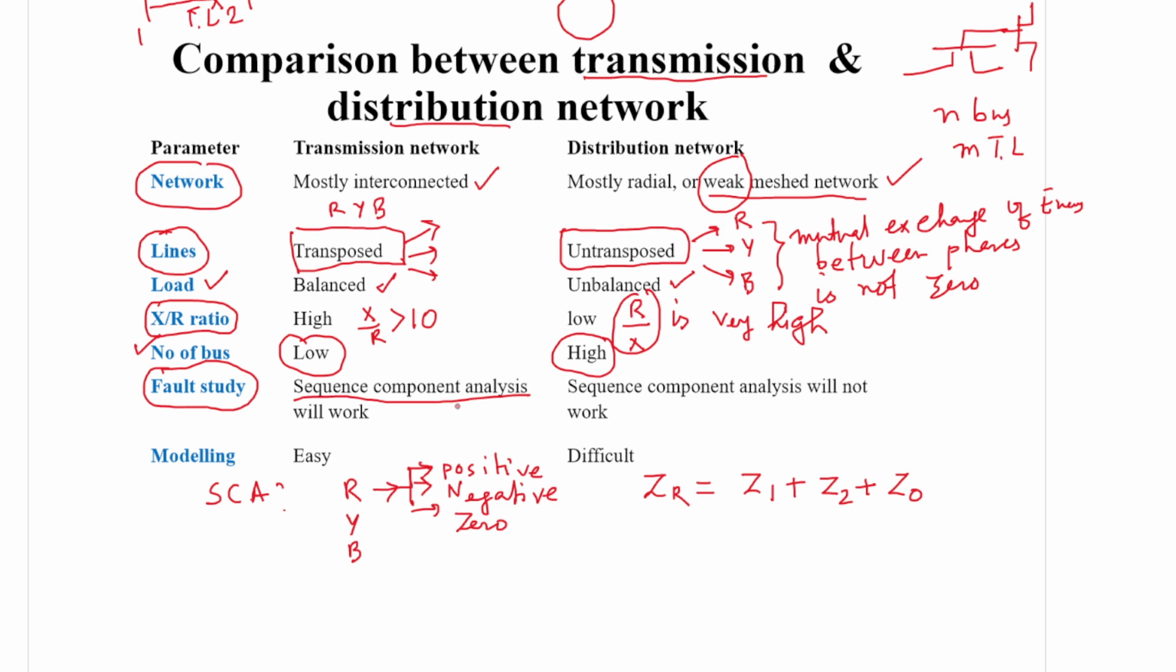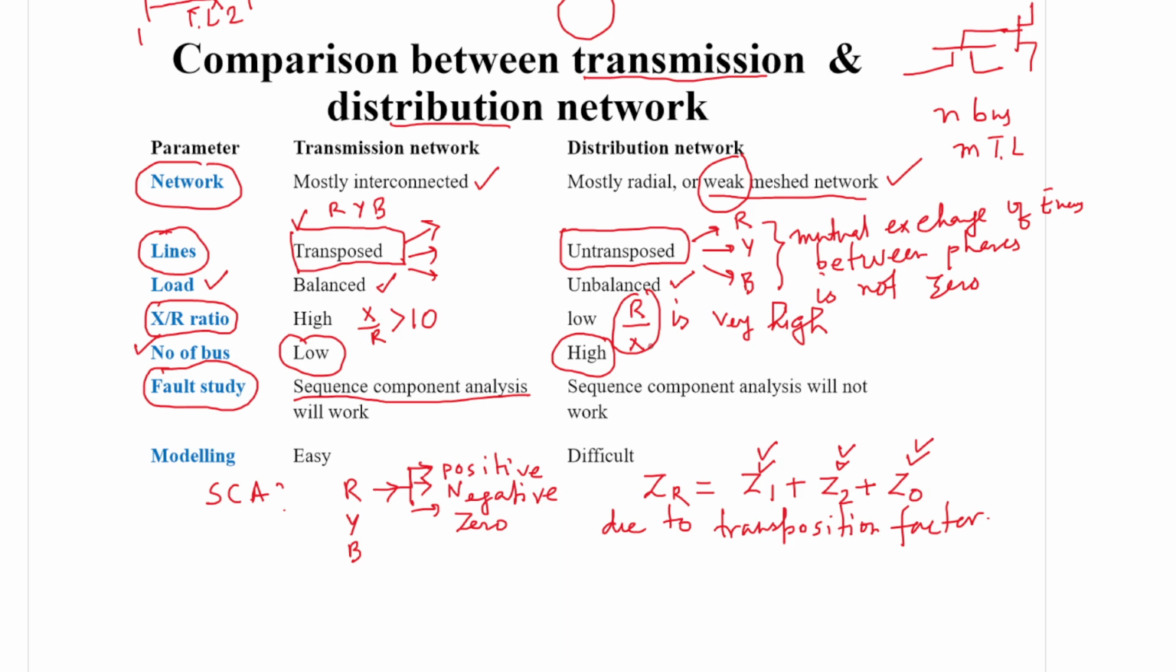So that sequence component analysis will work for the transmission network, because these three networks are decoupled from each other due to the transposition factor. Due to transposition, the impedance of an individual phase can be split into three components: Z1, Z2, Z0. Since the mutual exchange is not available, the positive sequence, negative sequence and zero sequence networks are decoupled from each other.